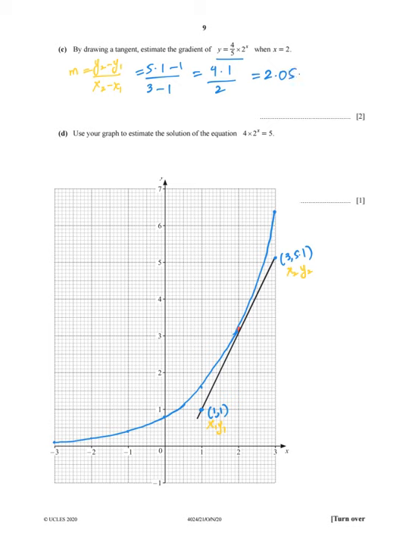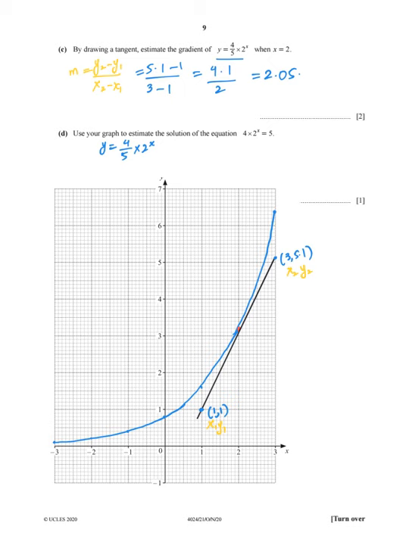After that it says, use your graph to estimate the solution of the equation 4 into 2 to the power x equals 5. Let me first write down the equation that we have drawn. It's y equals 4 divided by 5 times 2 to the power x. We need to make this equation into our curve equation. So what I need here is I have 4, I have 2 to the power x. What part is missing?